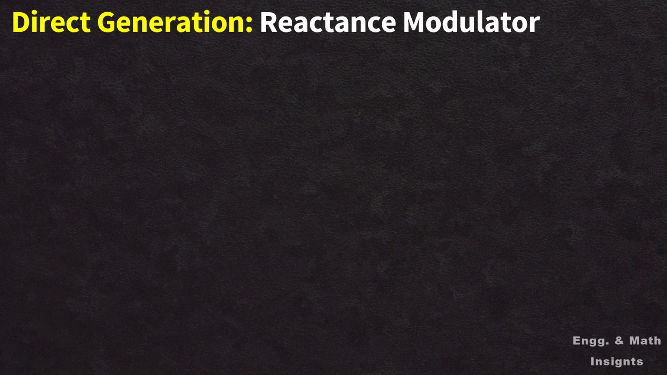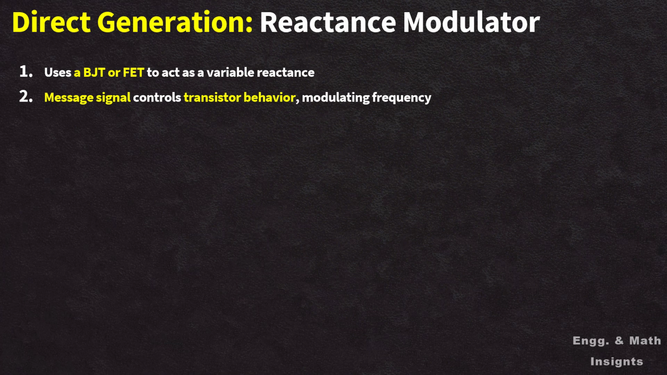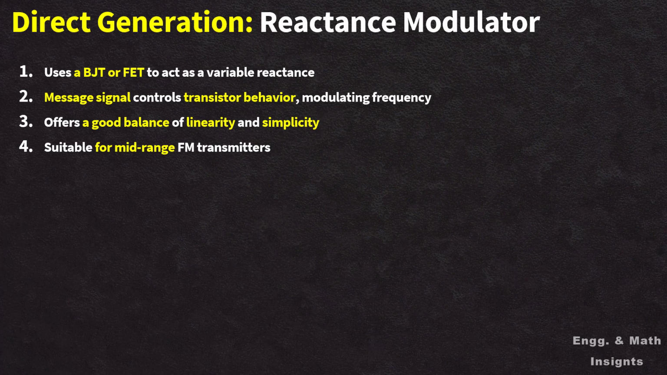Next is the reactance method. This method uses a transistor circuit like a BJT or FET to simulate a variable reactance. When inserted into an LC oscillator, the message signal controls the transistor's characteristics, which in turn modulates the oscillator's frequency. It's a good blend of linearity and simplicity, making it practical for mid-level FM transmitters.